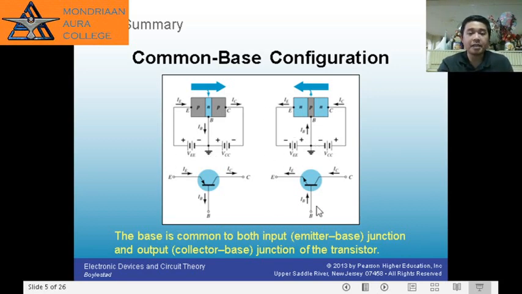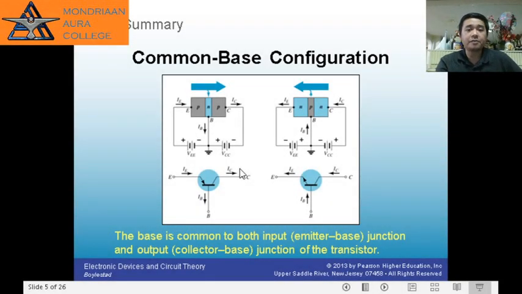Etong nasa baba natin, these are the schematic symbols of your BJT. For this one, this is the symbol for the PNP BJT. As you noticed, ang emitter natin ay merong arrow. Kapag PNP, papasok ang arrow. Dito naman sa NPN natin, still, yung ating emitter ay merong arrow, pero palabas. Kapag NPN, palabas yung arrow ng ating emitter.